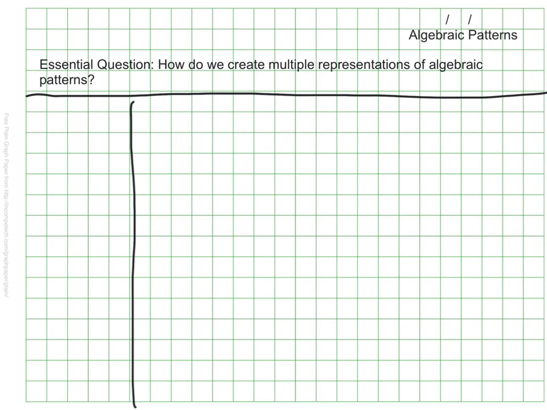In math, there are many ways to represent algebraic patterns, or what we call relationships. We're going to take a look at a few using a very basic example. Here I've drawn two coins. This coin is going to represent the first figure in a series of figures that makes a pattern. The second figure is made up of 4 coins. The third figure has 6 coins.